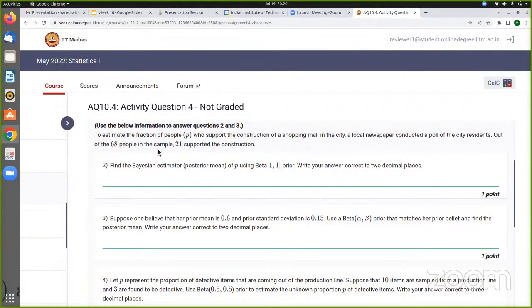Yeah, so here you have two unknowns, right? Alpha and beta, two unknowns. So you have to form two equations. Yes, sir. I have found from the first equation, from the expected value of the prior, alpha by alpha plus beta is equal to 0.6.